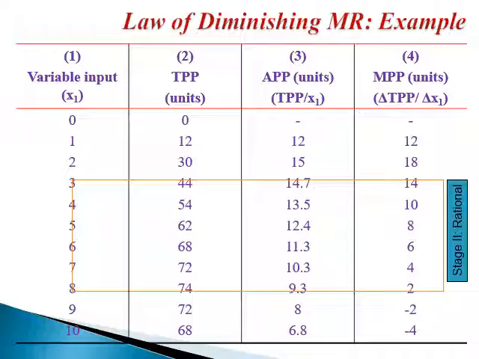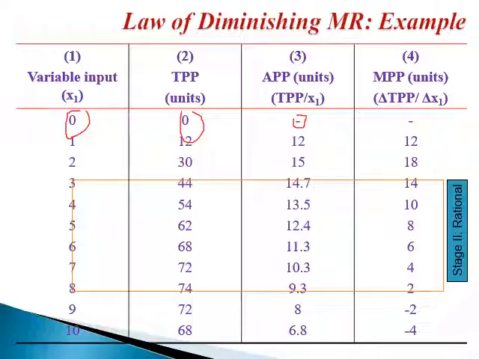Why are they not 0? Suppose that I want to calculate the first number in the APP, the first number that I have here. If I divide 0 by 0, 0 divided by 0 is undefined. It is not 0. And that's why we put it like that here.